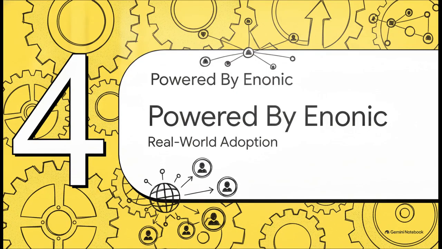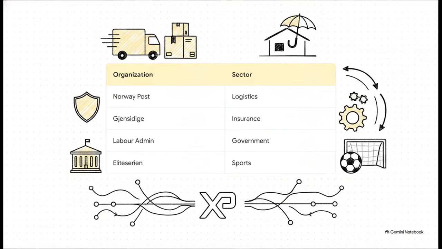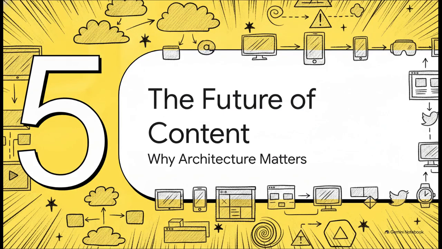So who is actually running on this? If you're wondering whether this can handle massive scale, look at the heavy hitters trusting their infrastructure to it. We're talking Norway Post for national logistics, Gjensidige in insurance, incredibly complex government data for the Labor and Welfare Administration, and even the top men's football league, Eliteserien. When you have logistics, government, finance, and sports all banking on the exact same platform, it speaks volumes about its stability. Let's wrap this up and look at what this means for the future.